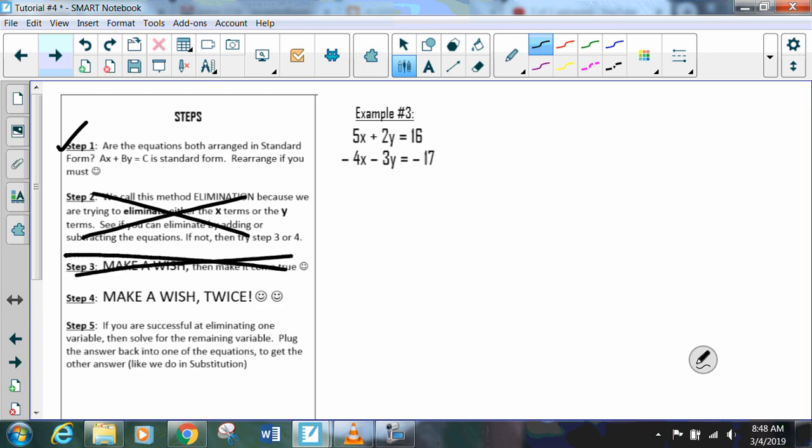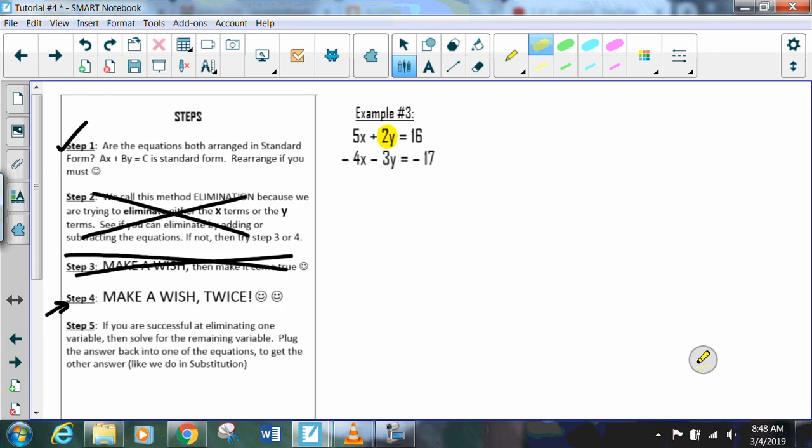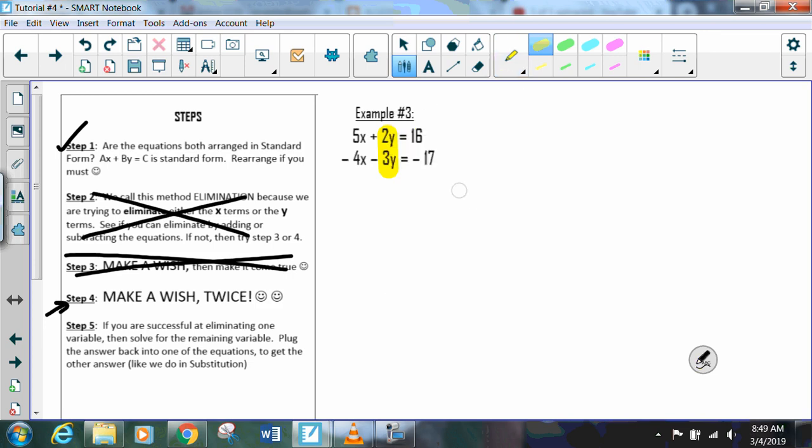All right, thank goodness there's a step 4, and that is make a wish twice. So here's how it works. I'm going to focus on the y terms, okay? And the reason why I'm going to focus on the y terms is that, let me get my pens back.